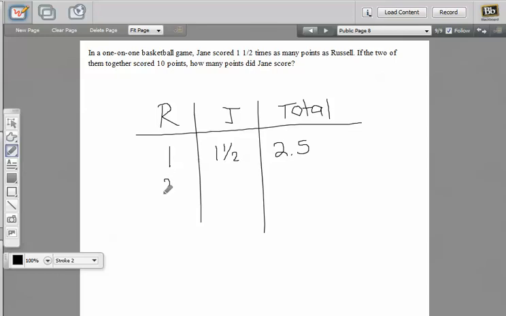So let's bump it up to 2. So if Russell scored 2, that means Jane would have had to score 3, because that's 1.5 times as many as Russell. And that means 5. Well, 5 is half of the total I'm looking for. So let's try to double that. If I do 4 and 6, that gives me the 10 total points. So Jane must have scored 6 points in the game.